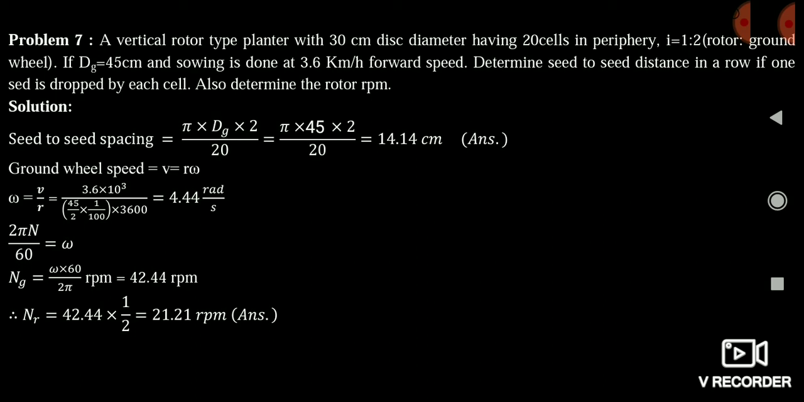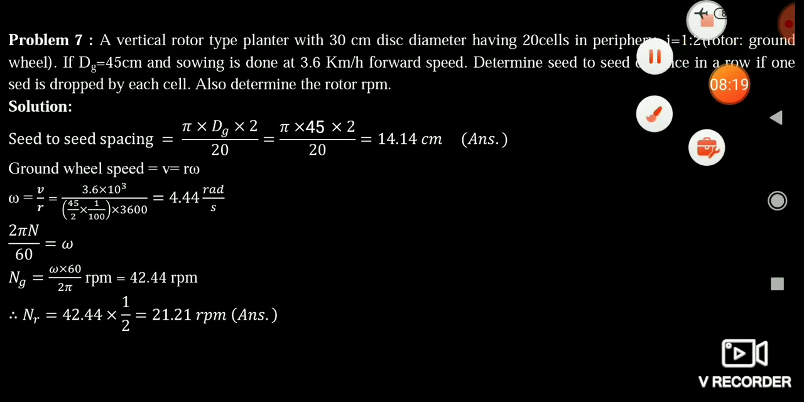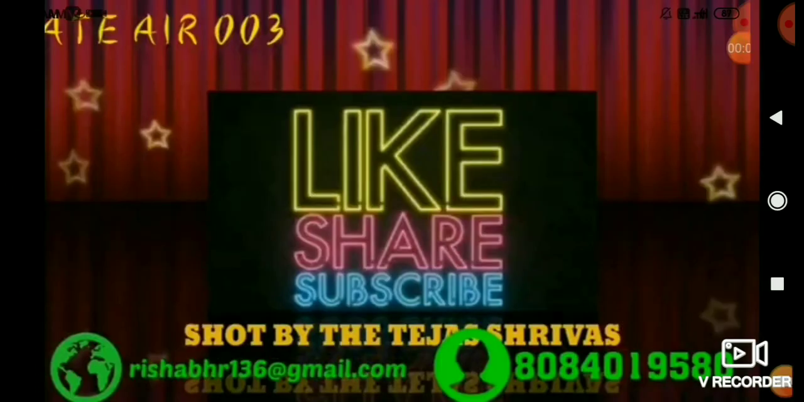Means spacing, seed spacing, or the amount of area covered per hour, this can be calculated by our ground wheel. So friends, n you have calculated, means rpm of the ground wheel is 42.44 rpm, and after that you can see that the ratio is given, that is speed rpm ratio is 1:2. So rotor rpm is 1/2 of ground wheel rpm, that is 21.21 rpm.